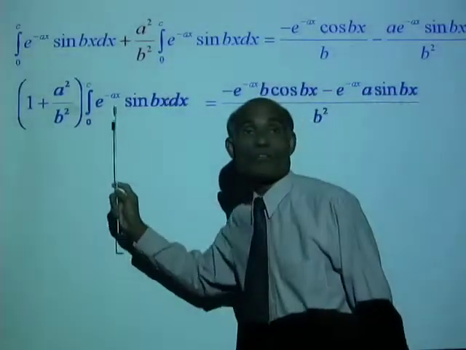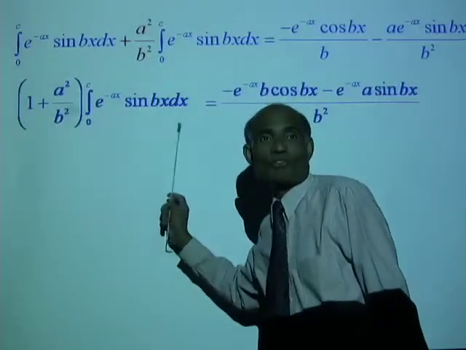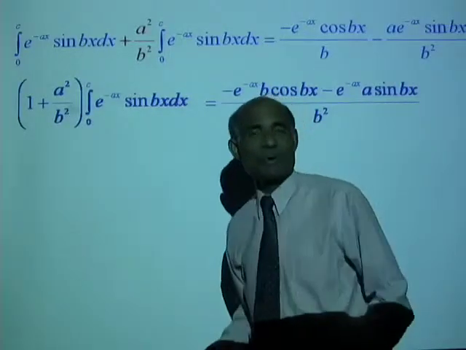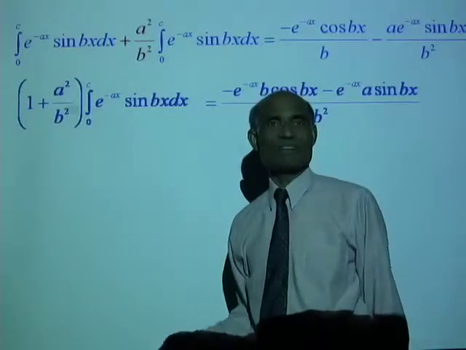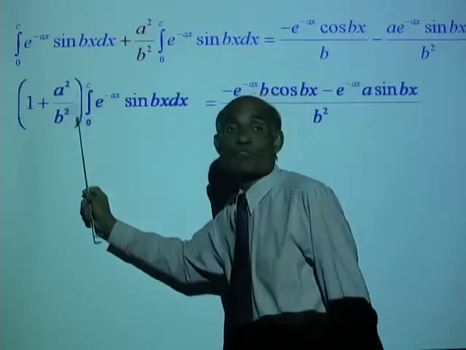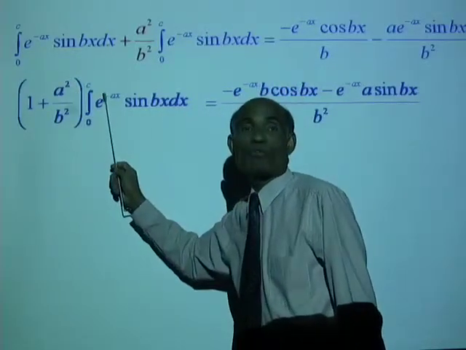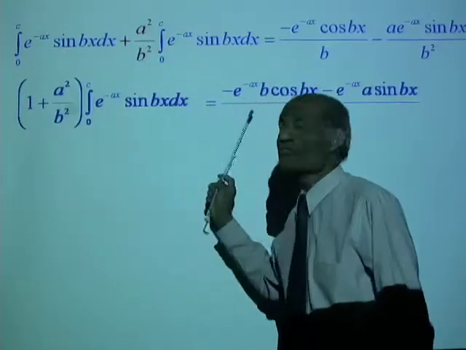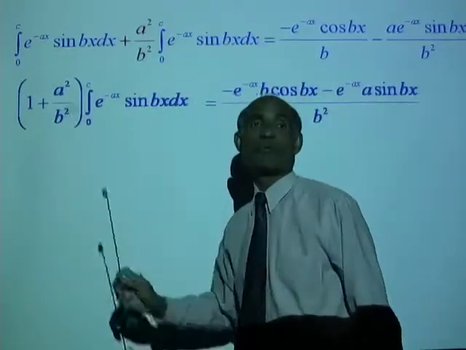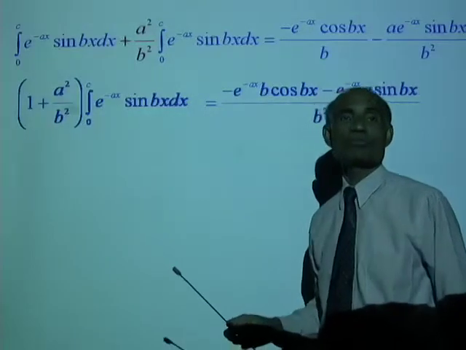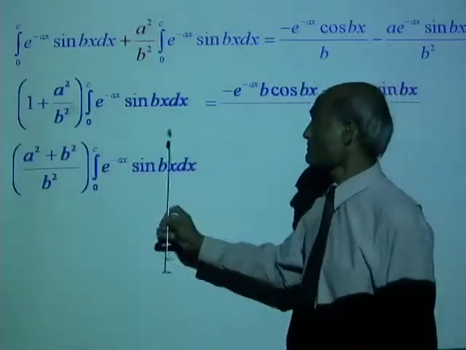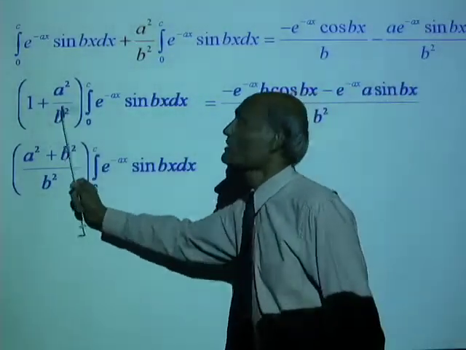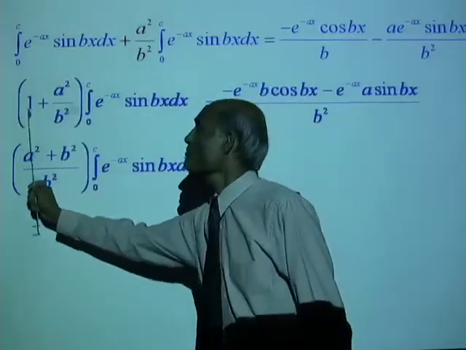And what are we looking for? We are looking for this integral, isn't it? That is the quantity that we want to evaluate. And therefore, in order to find the value of this, all we need to do is divide both sides by this quantity, 1 plus a squared over b squared. So first of all, let's simplify this one more time.